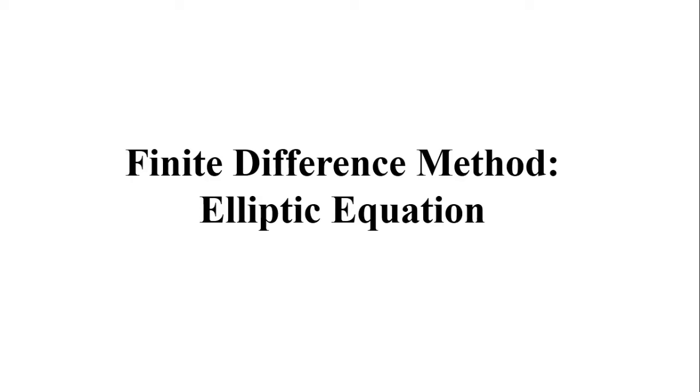Hello everyone. So in this lecture we will learn to implement finite difference method to elliptic partial differential equation. So let us first review how we can classify the second order linear partial differential equation as elliptic equation. This is the generalized expression of second order partial differential equation, and for the given such equation, if b square minus 4ac turns out to be less than 0, then this particular equation is called elliptic equation.